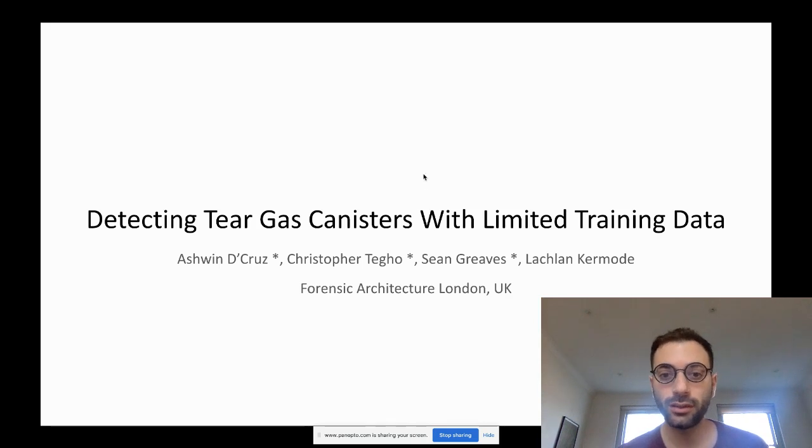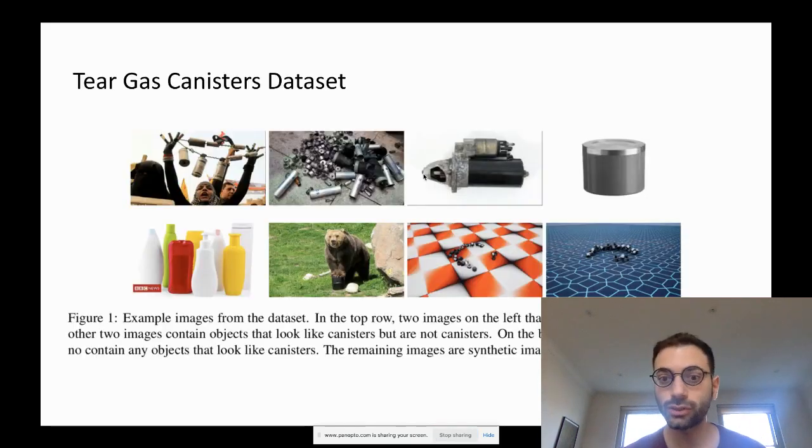We could not find data online that contained tear gas canisters, so our first main contribution is a data set that contains such images of tear gas canisters, and these images resemble what we can find in those videos that human rights investigators often use for their investigations. We've also created synthetic images. The dataset also contains images that contain objects that resemble tear gas canisters but are not tear gas canisters. For example, cans, aluminum cans, bottles, or anything that has these shapes.